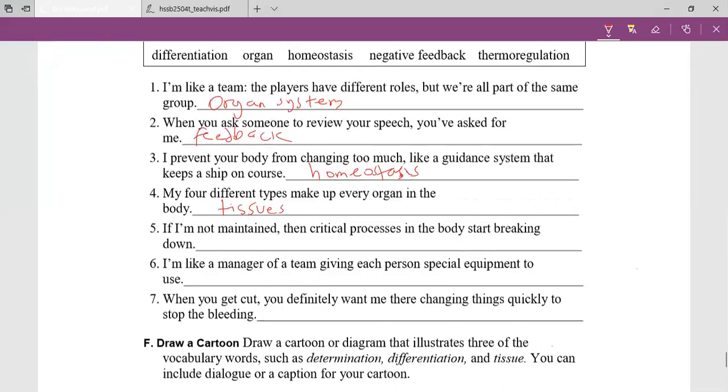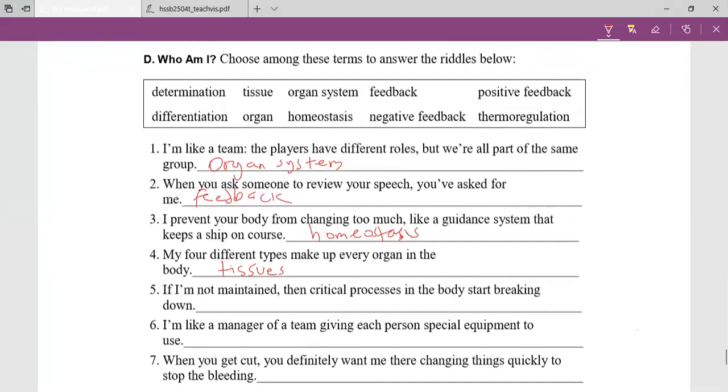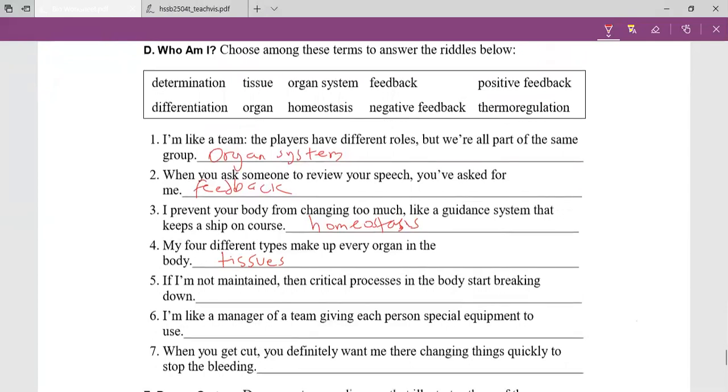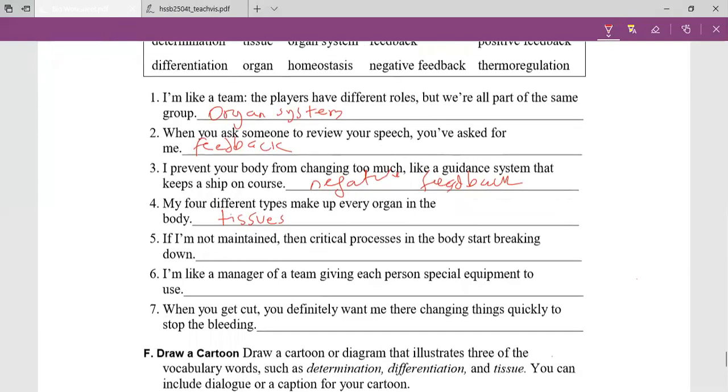If I'm not maintained, then critical processes in the body start breaking down. Negative feedback? I prevent your body from changing too much, like a guardian. That's negative feedback. So negative feedback and homeostasis are almost the same. They're not the same, but they're almost. I'm not maintaining the critical processes. That's homeostasis.